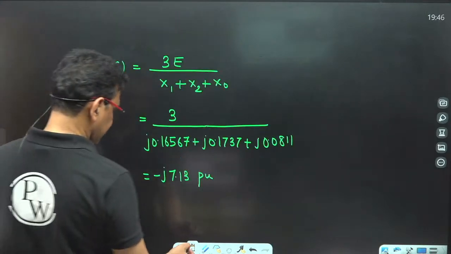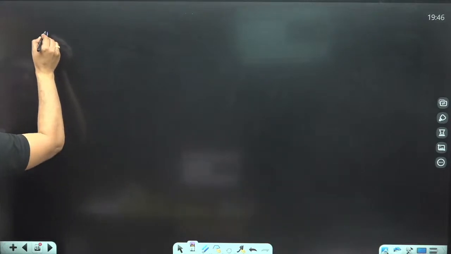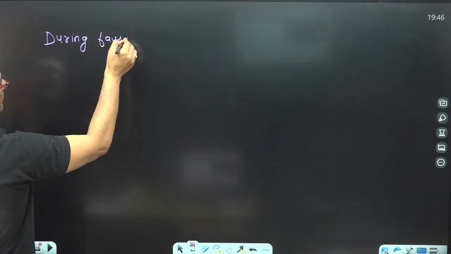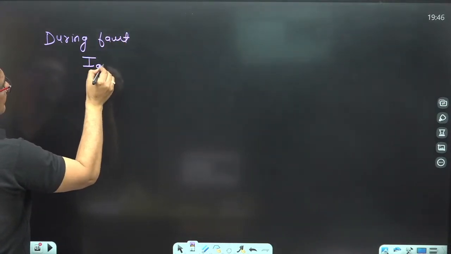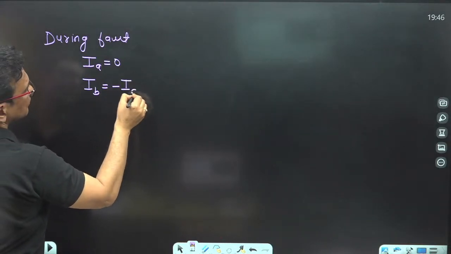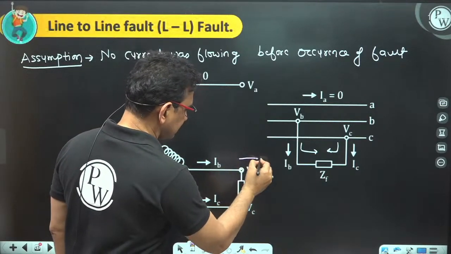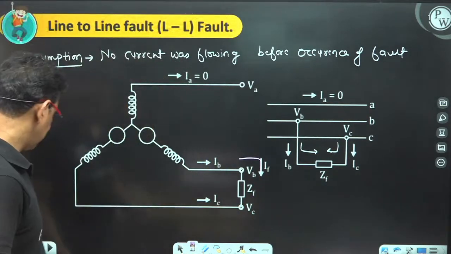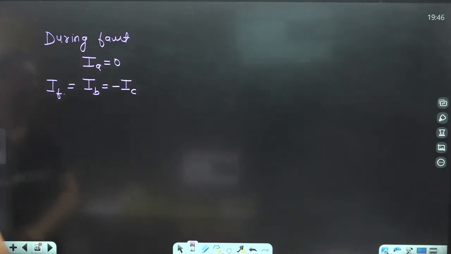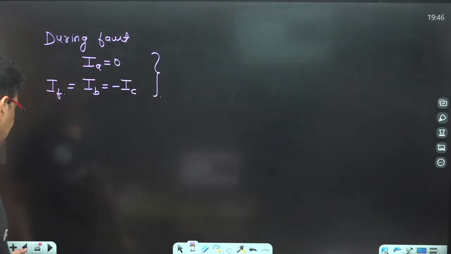So during the fault, the value of IA current is equal to 0, but IB and IC are the same in magnitude and opposite to each other. And what is the fault current? This is my fault current. So the fault current is nothing but IB. So the fault current is either IB or minus IC. Clear? So this is the phase current during the line to line fault.